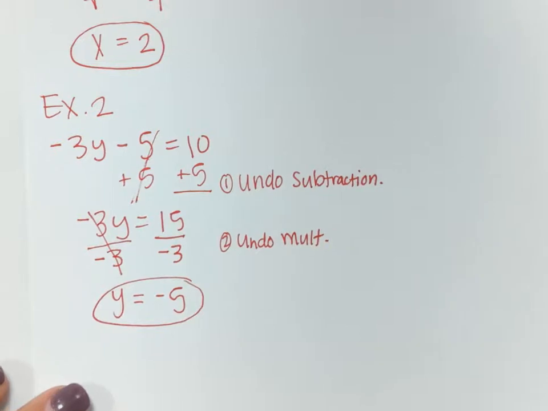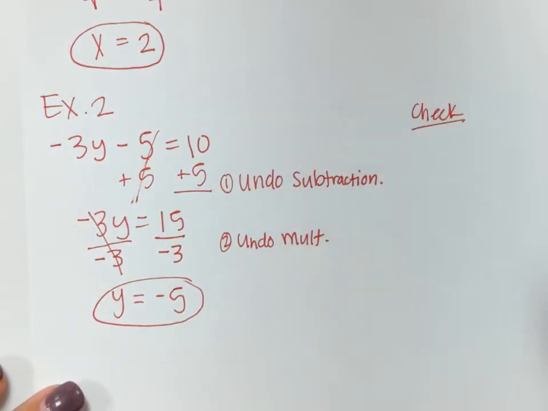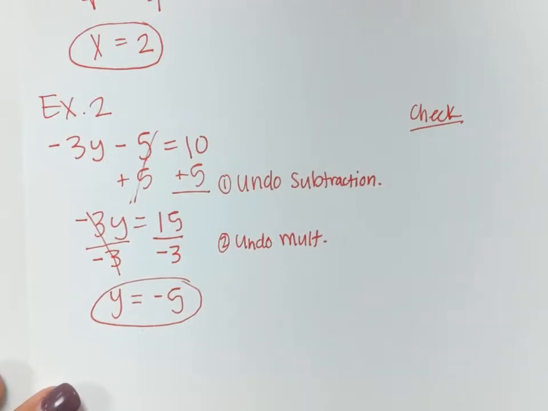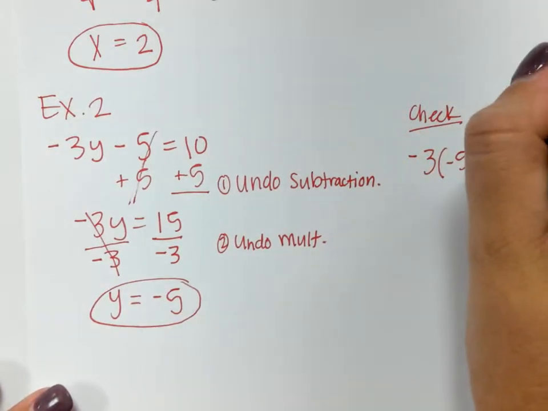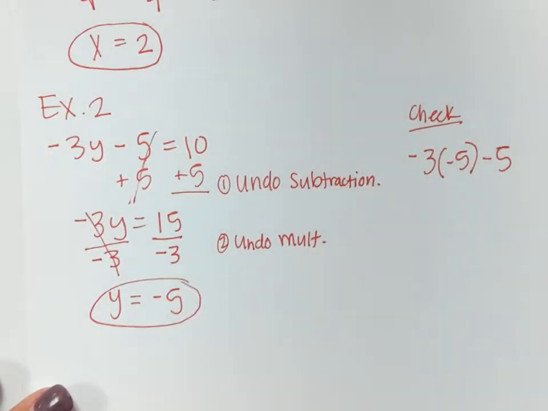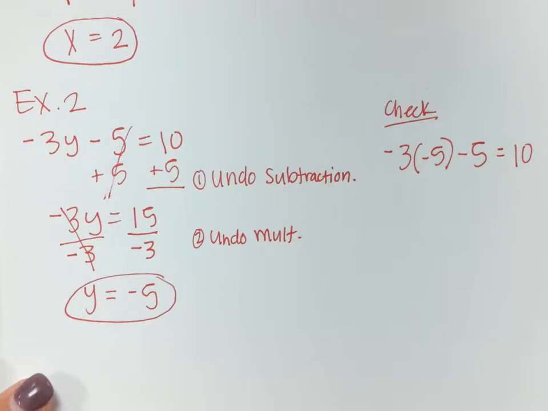Now I need to check it to see if I'm really right. So that means I'm plugging in negative 5 wherever I see y. So I have negative 3 times negative 5 minus 5 equals 10. And then I'm solving the left-hand side.